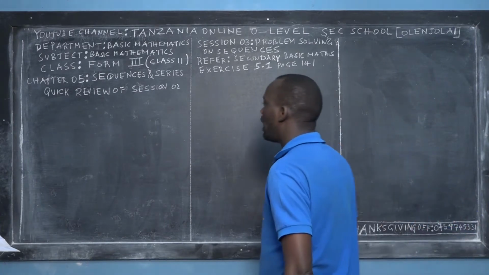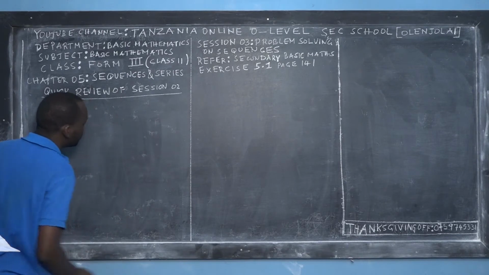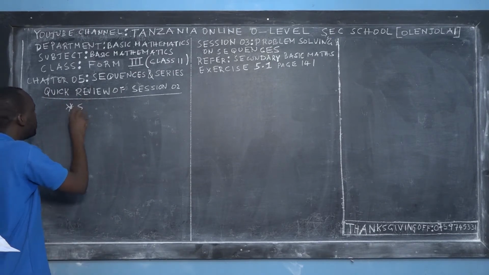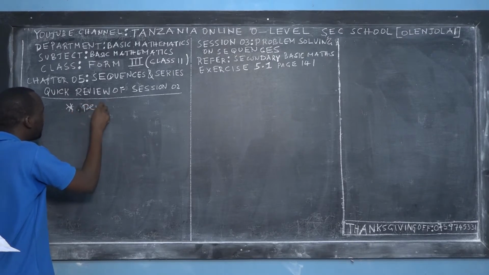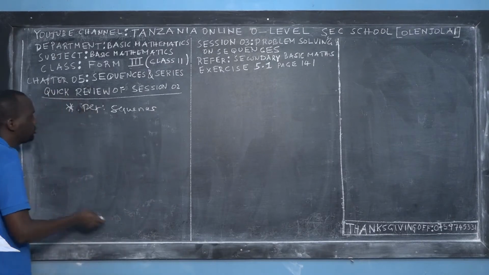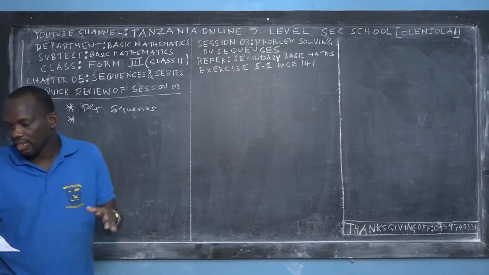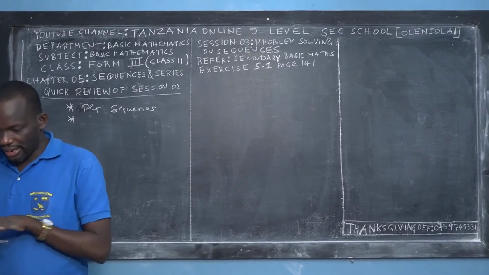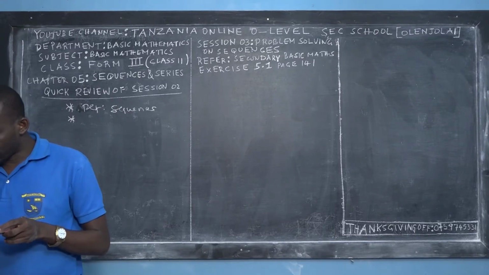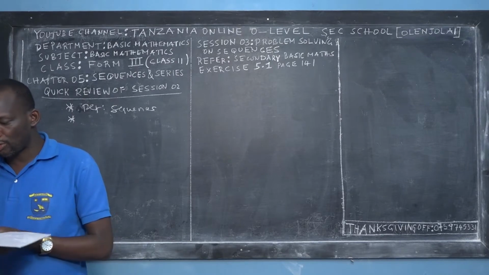So it is chapter 5, sequence and series. I'd like to do a quick review of session 2. In session 2, I began to teach you the definition, the meaning of sequence. So what is the meaning of sequence? We defined sequence. In case you forgot, you have to make sure that you go through it. We say that a sequence is a set of terms written in definite order to form a simple pattern.